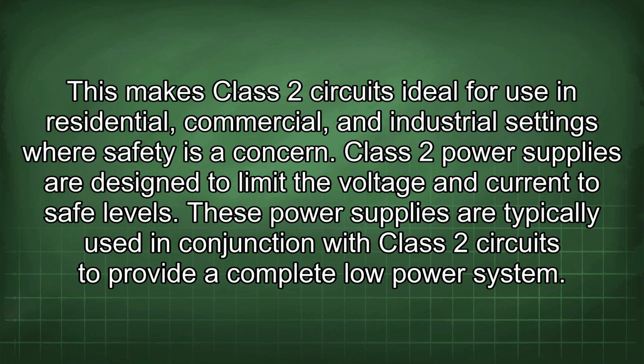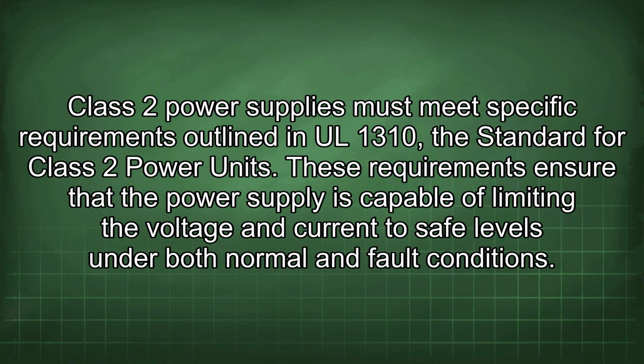Class 2 power supplies are designed to limit the voltage and current to safe levels. These power supplies are typically used in conjunction with Class 2 circuits to provide a complete low-power system. Class 2 power supplies must meet specific requirements outlined in UL 1310, the standard for Class 2 power units. These requirements ensure that the power supply is capable of limiting the voltage and current to safe levels under both normal and fault conditions.